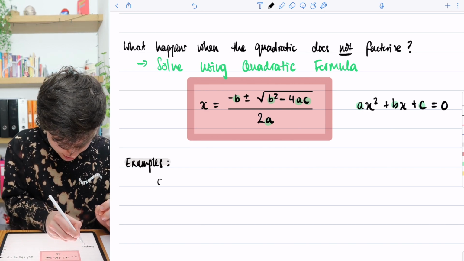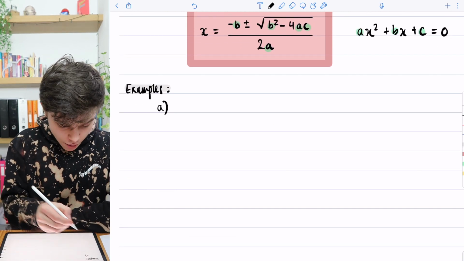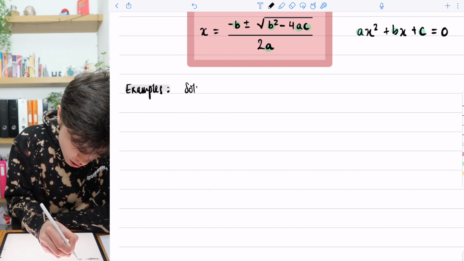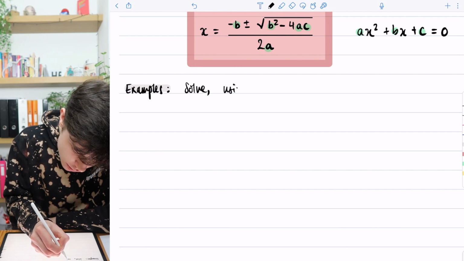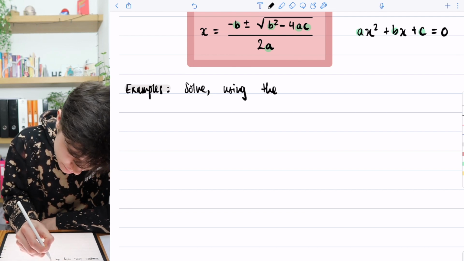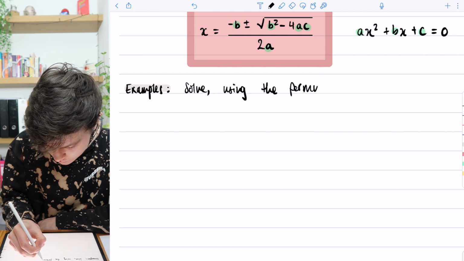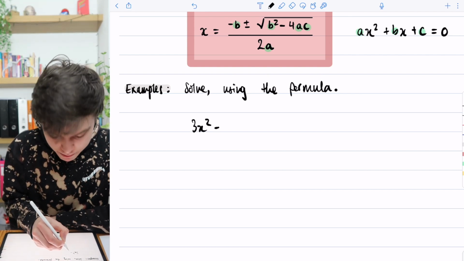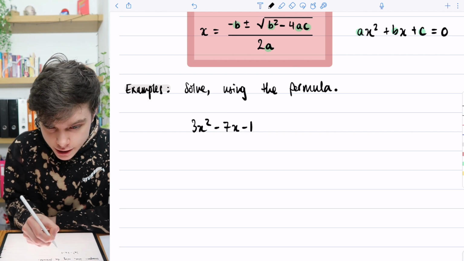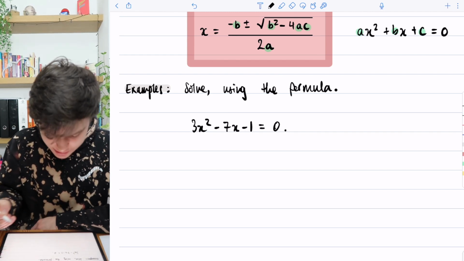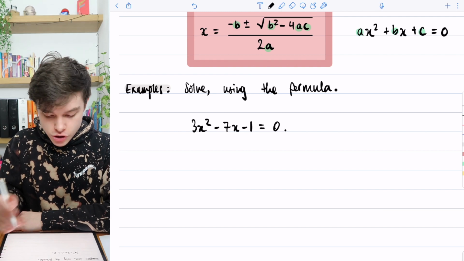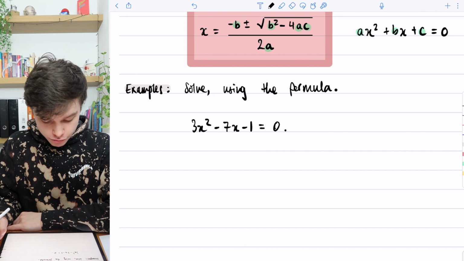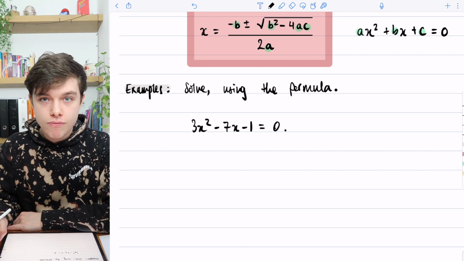Okay, so one example, let's have a go. What I want you to do is solve using the formula. And the quadratic I want you to solve is 3x squared minus 7x minus 1 is equal to 0. So you can pause and have a go if you want to, or we can work through it together. If you paused, let's work through it together and let's see whether you got the right answer.